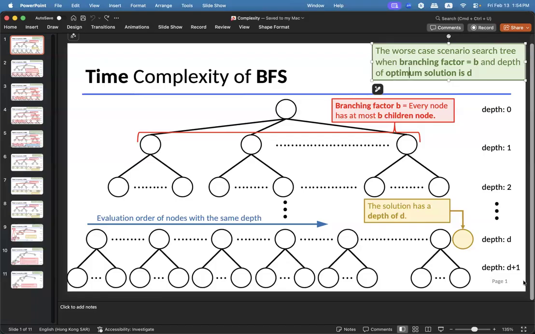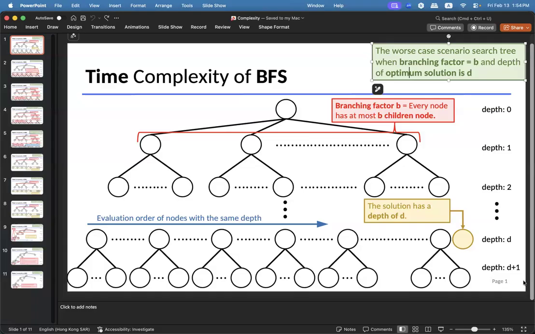Although the solution has a depth of D, you may expect that the depth D plus 1 layer is not being added to the search tree. But we are talking about the worst case scenario. And the worst case scenario of the breadth search is that the goal state with a depth of D is the last node being expanded among all the nodes with a depth of D. In this case, all the other nodes with a depth of D are being expanded, so you also see an extra layer of nodes with a depth of D plus 1. It makes sense, right, up to now?